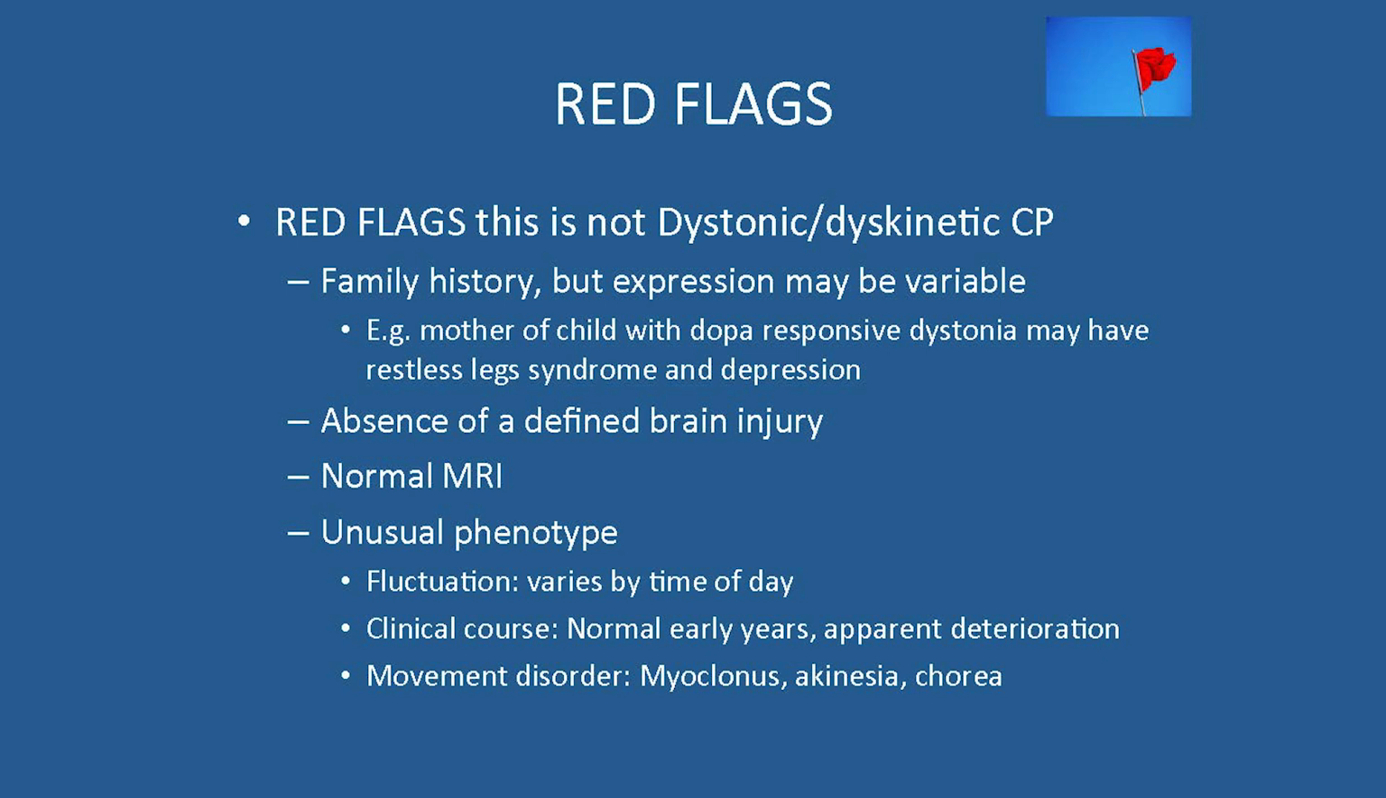In the absence of a defined brain injury, that should be a red flag. We all have those patients that we call dystonic CP and there's no apparent cause. I suppose those are the patients that should at least have an MRI and then, as David says, maybe consider genetic testing subject to family wishes. And then unusual phenotypes: fluctuation by the time of day is a big red flag. If there are big fluctuations, an unusual clinical course such as a deterioration, or myoclonus, Parkinsonism or chorea, those are unusual in the context of CP.